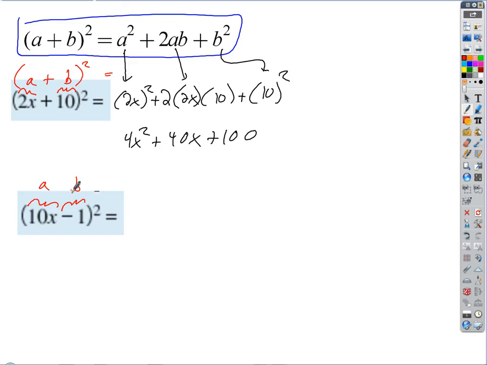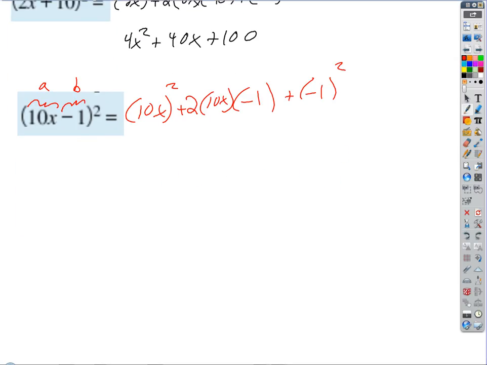So a squared would just be the quantity 10x squared plus 2 times a is 10x, b is negative 1. So what's that going to do to the sign of that term when I multiply all that stuff out? It's going to be negative, right? And then finally we get negative 1 squared. But anything squared is positive, right? So if we simplify that, what would we get?